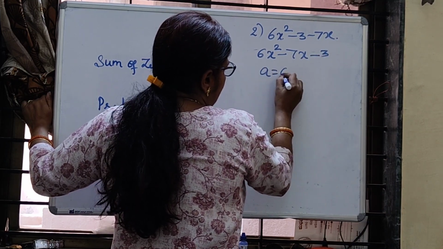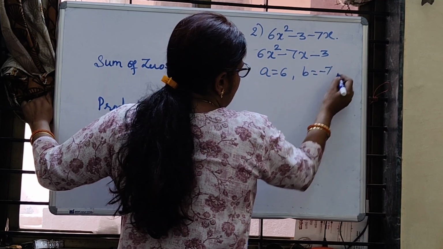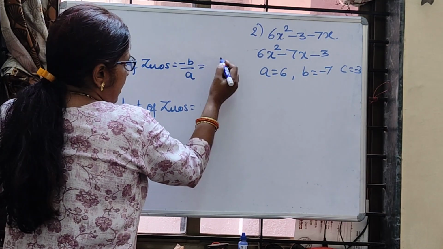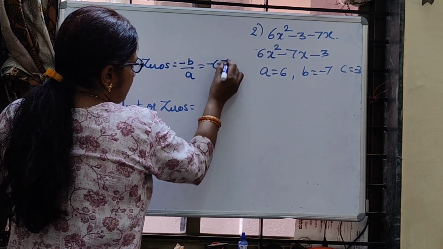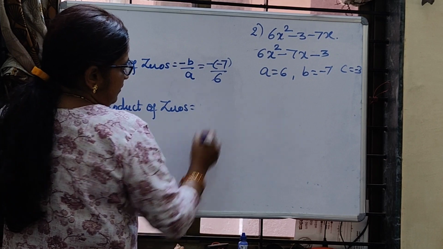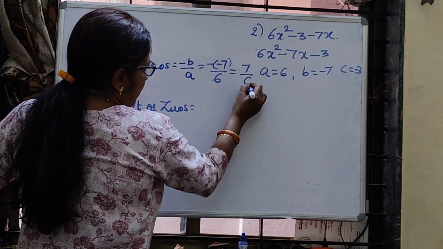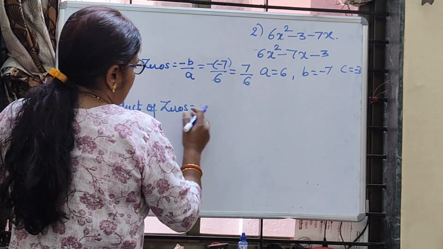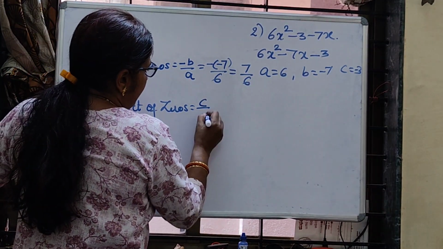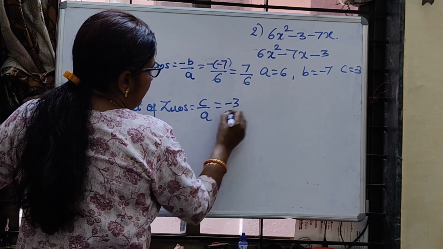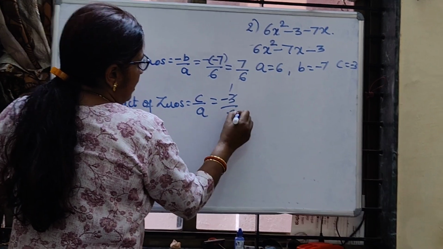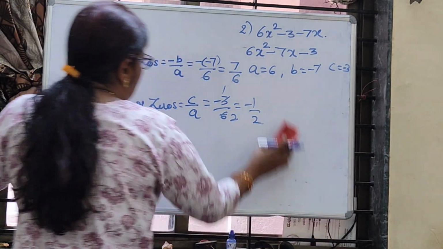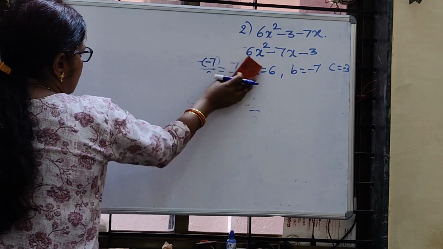Now you can write a is equal to 6, b is equal to minus 7, c is equal to minus 3. Now find minus b by a, that is minus of minus 7 divided by 6. The answer becomes 7 by 6. We cannot divide it, so we keep it as it is. Now the product of zeros is c by a, c is minus 3, a is 6, 3 ones are 3, 3 twos are 6. So the answer is minus 1 by 2. This way you will get 2 marks questions, children.